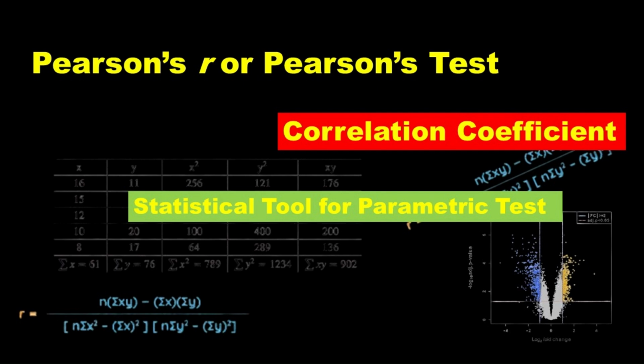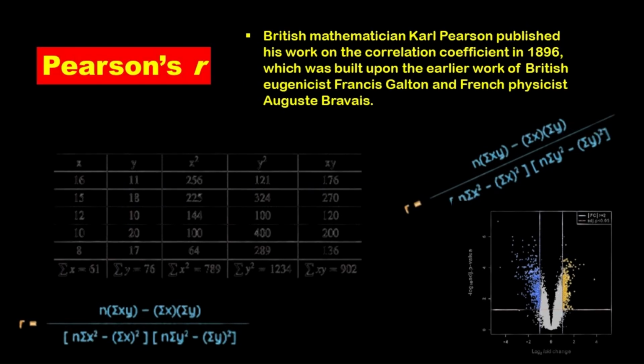Pearson's R correlation coefficient. A statistical tool for parametric tests. British mathematician Karl Pearson published his work on the correlation coefficient in 1896, which was built upon the earlier work of British eugenicist Francis Galton and French physicist Auguste Bravais.